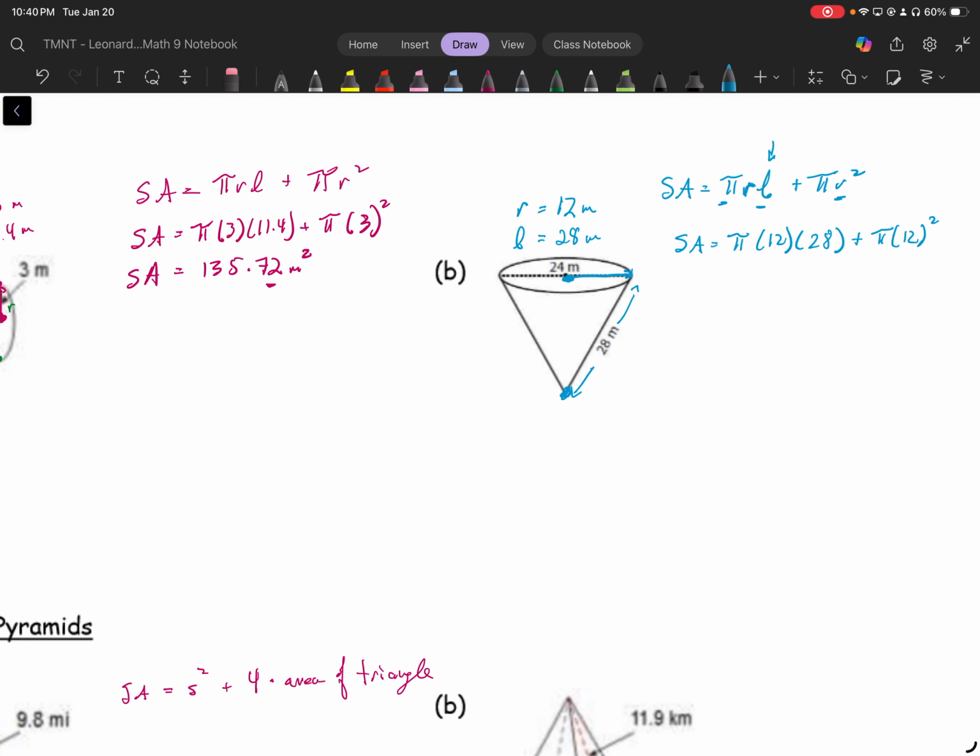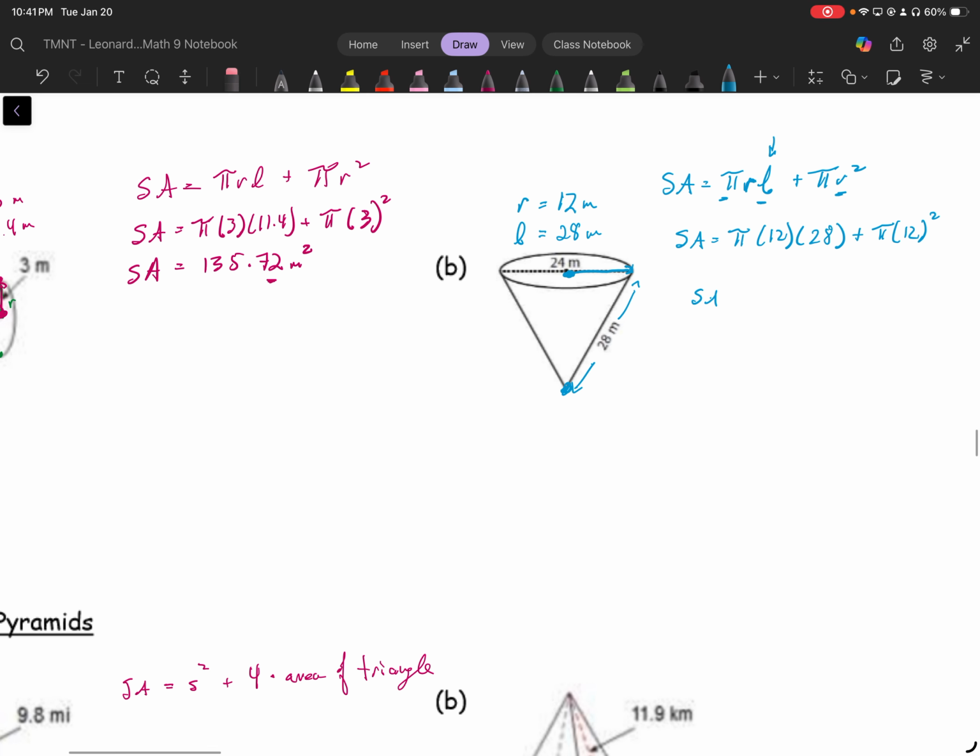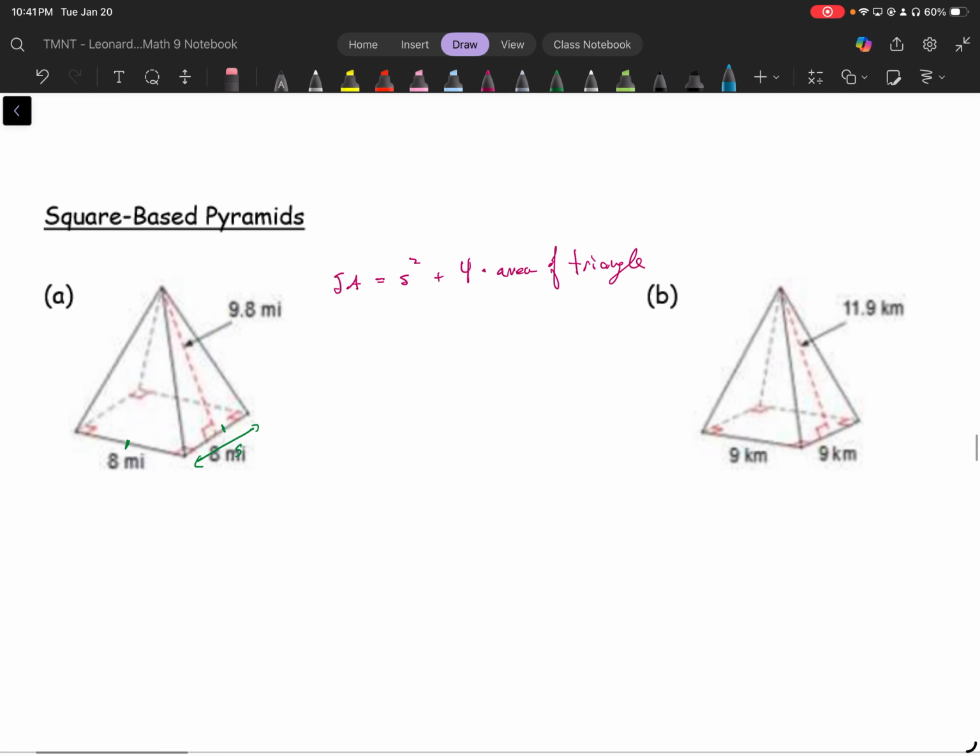And when I reach for my calculator and I quickly do that, what I get is my surface area is going to be 1,507.96 meters squared. Let's move on to our last example before we call it a day.